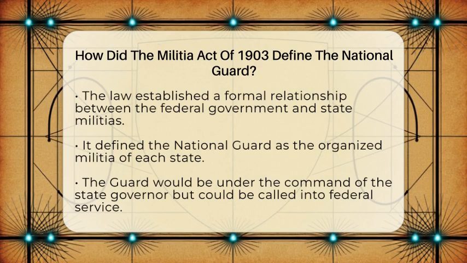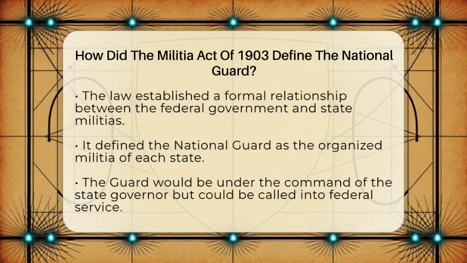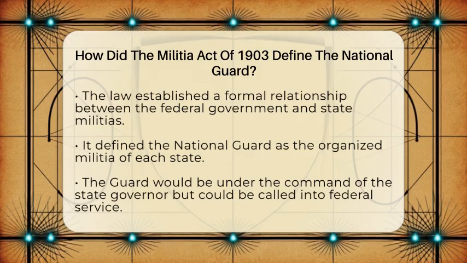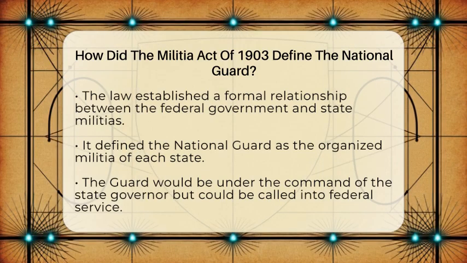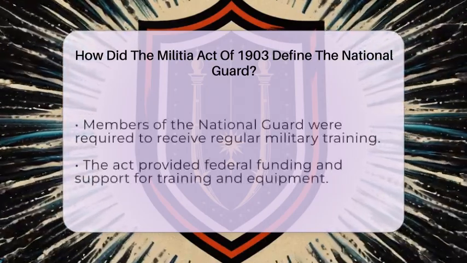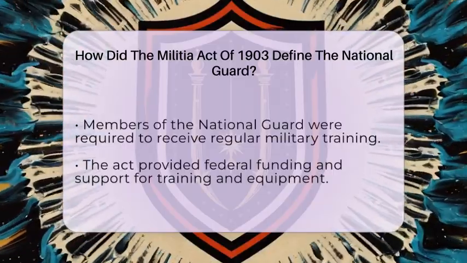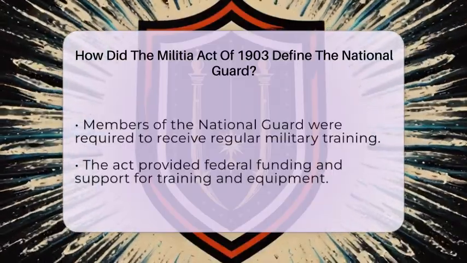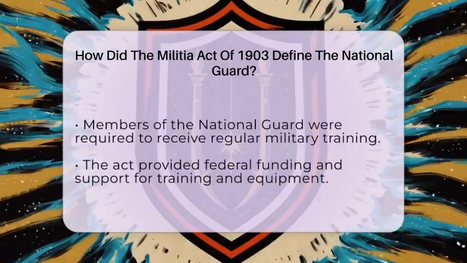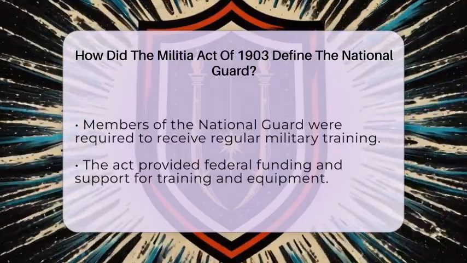The act defined the National Guard as the organized militia of each state, which would be under the command of the state governor but also subject to federal authority when called upon. It mandated that members of the National Guard receive regular military training and adhere to standards similar to those of the regular army. This was intended to ensure that the Guard was a ready and capable force capable of supporting the regular military when needed.